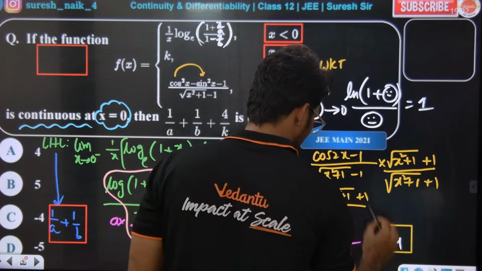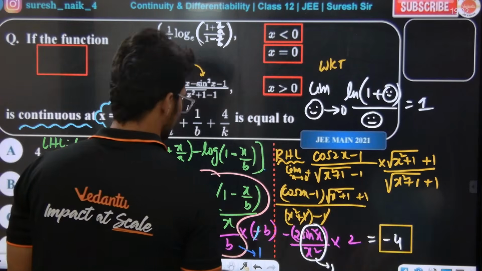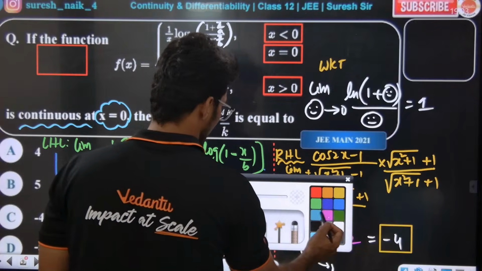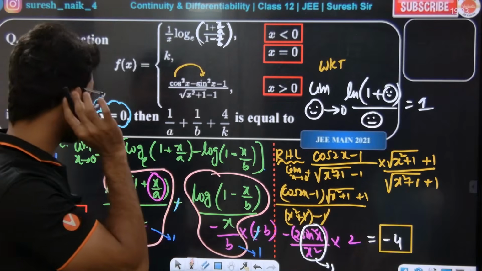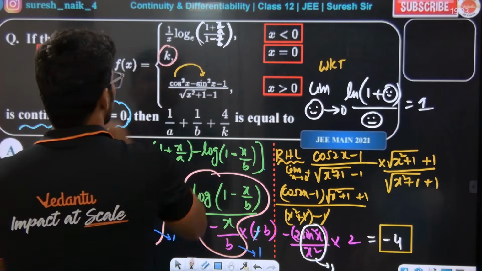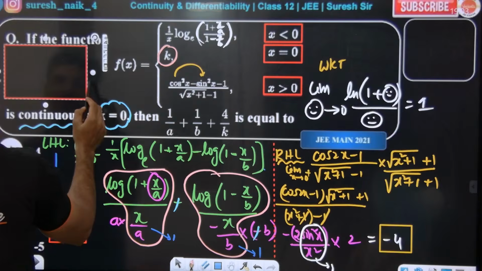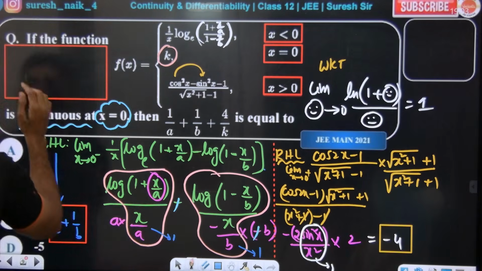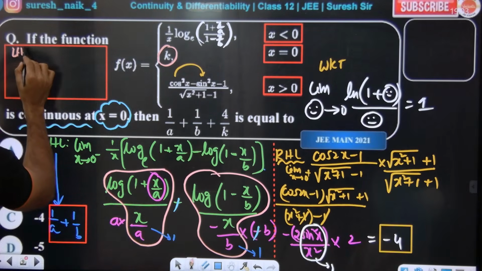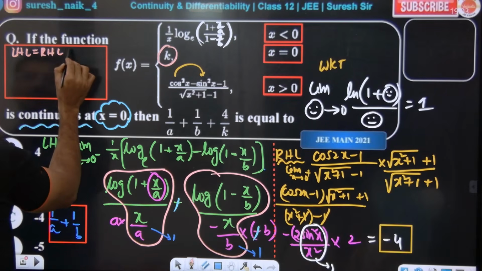Now the functional value, sir. The functional value at x equal to 0 is k. What I am going to do basically is, in the class, LHL is equal to RHL, right? Listen, I am writing the answer here, guys. LHL is equal to RHL, which should be equal to the functional value.